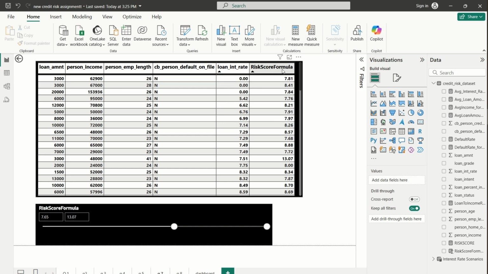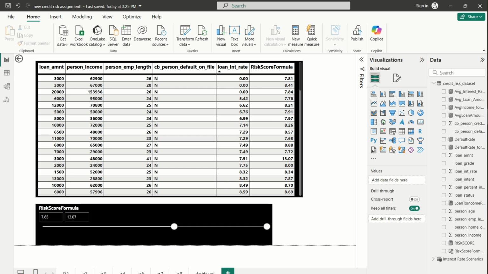And finally, the risk score formula. It is a calculated score that combines all these factors to estimate the likelihood of the borrower defaulting. A higher score means higher risk. So if we see the loan amount here is 3000, the risk score is 7.81. Here you can see the loan amount is 6000, the risk score is 8.68, and here the highest one you can see is 13.07 for the loan amount 3000.